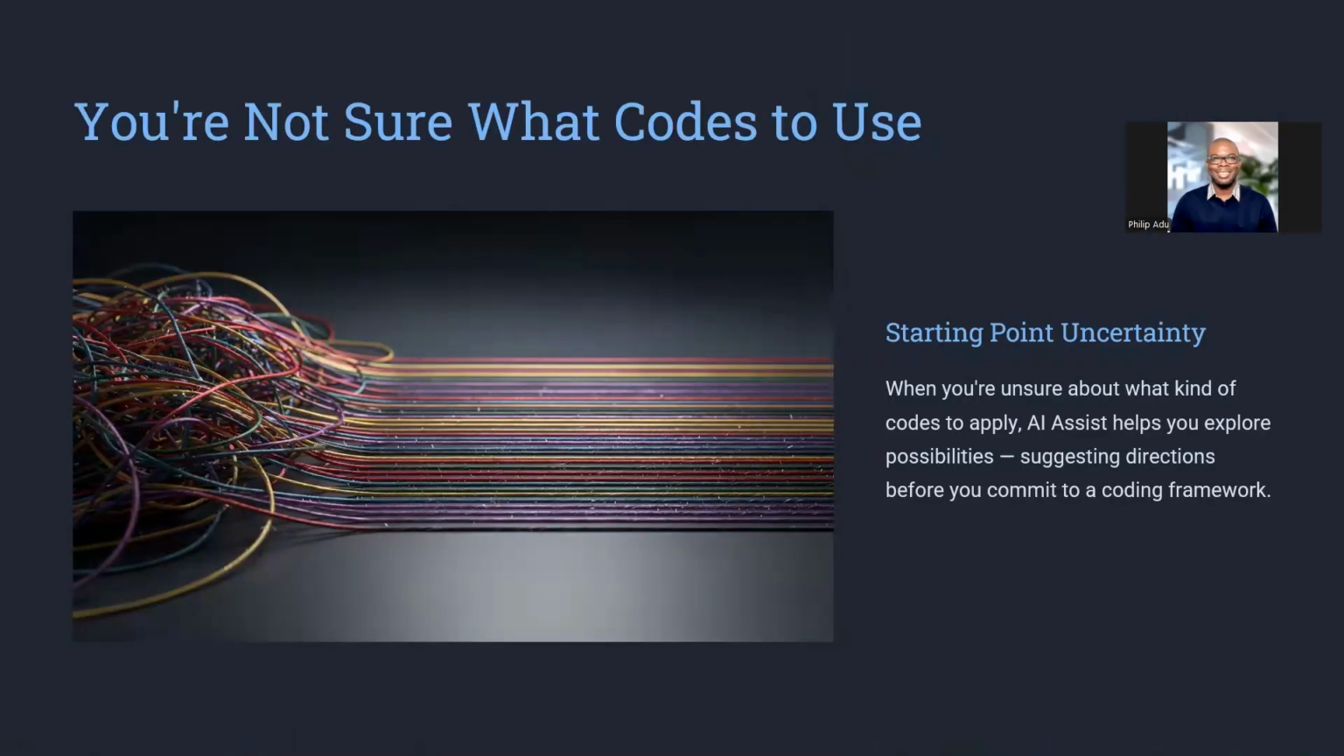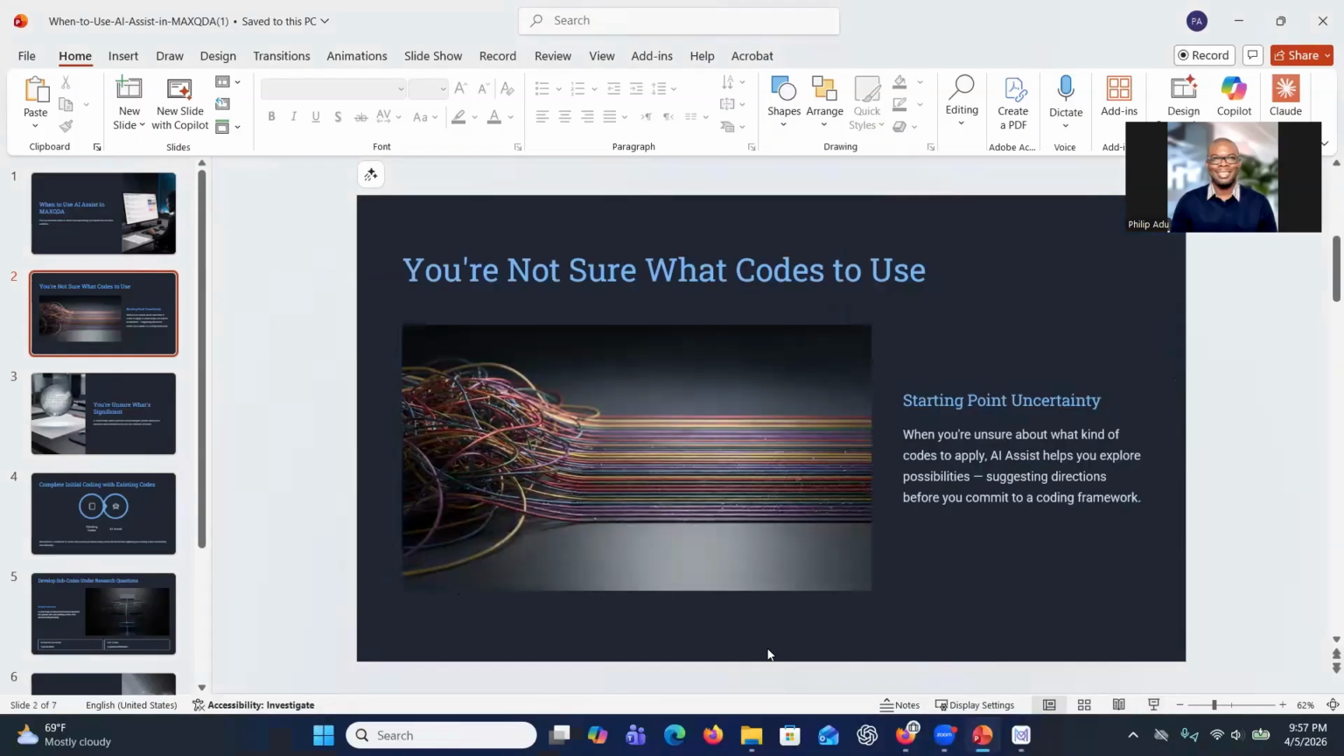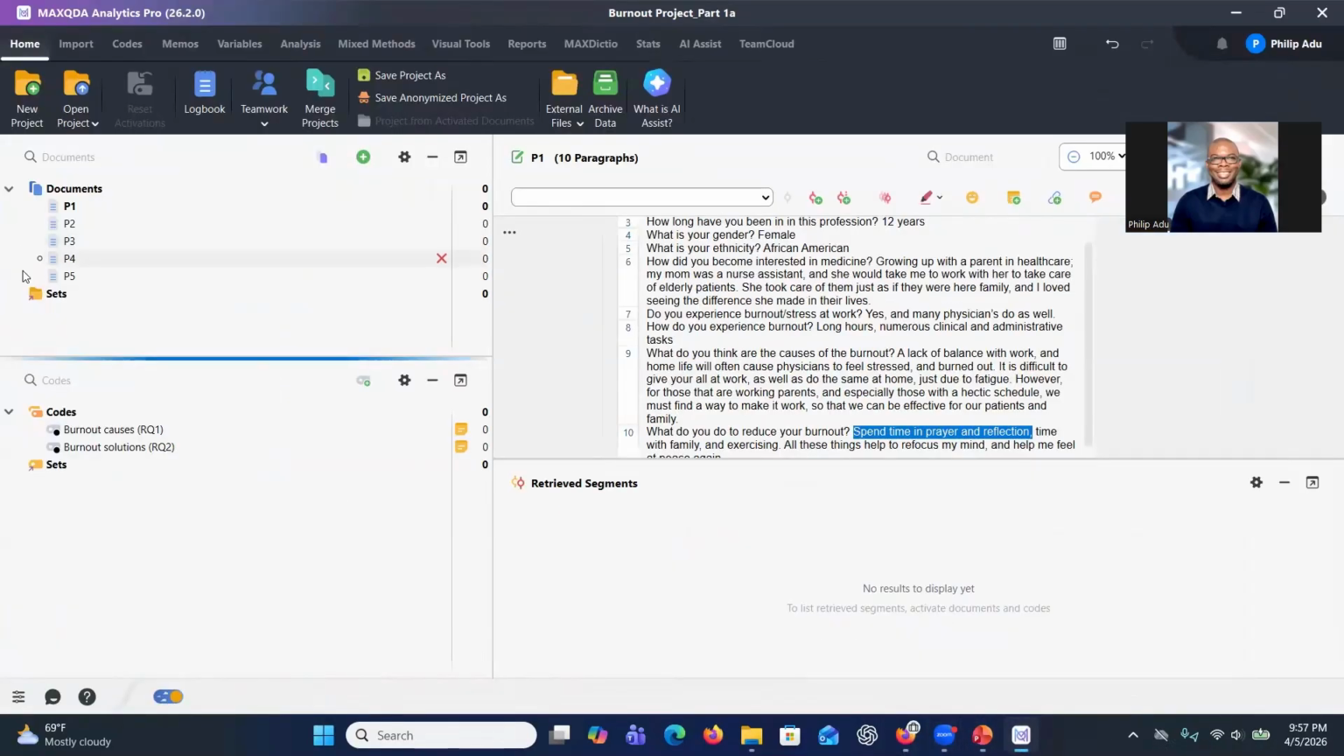So the first strategy is when you are not sure about the kind of code that you want to use to help you to represent the significant information, then AI Assist in MAXQDA could be helpful. So let me quickly show you how you can do that. So I have my data here.